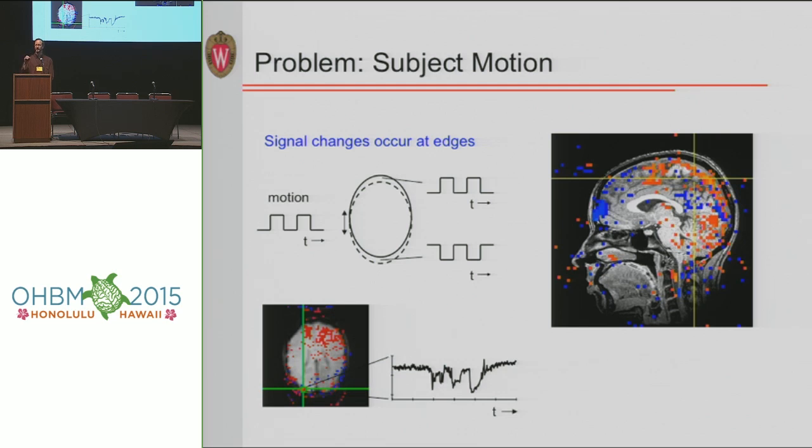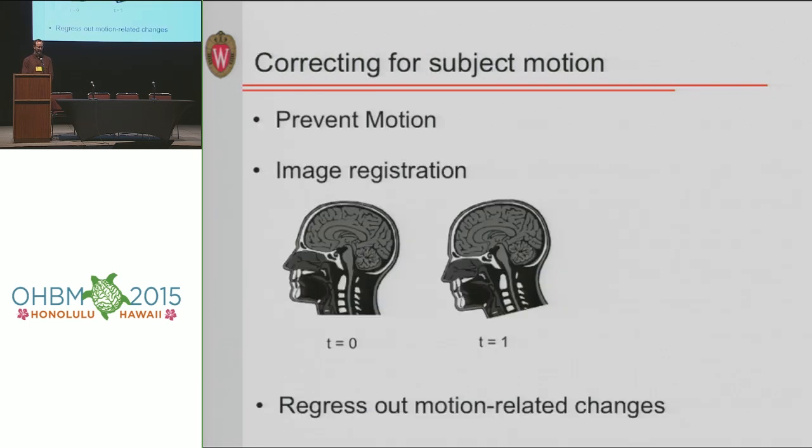A very characteristic pattern that you might see in your images is positive signal changes on one side and negative signal changes on the opposite side, because that's where you see the signal changes if your image moves. But at certain times, it may not be as obvious as just looking at the time series of images directly. You may have to look at the actual time courses, which are shown here on the lower left. So what do we do about that?